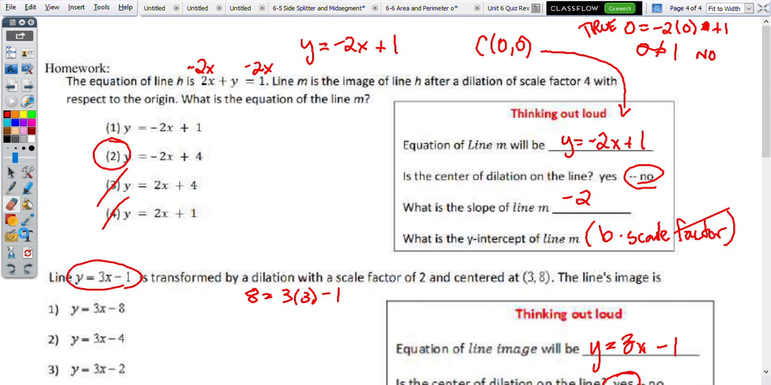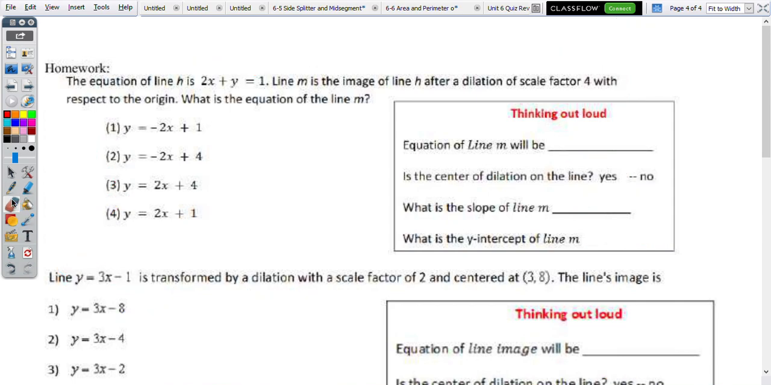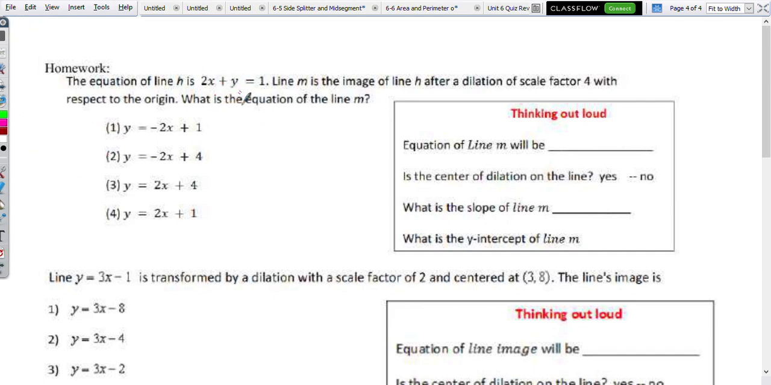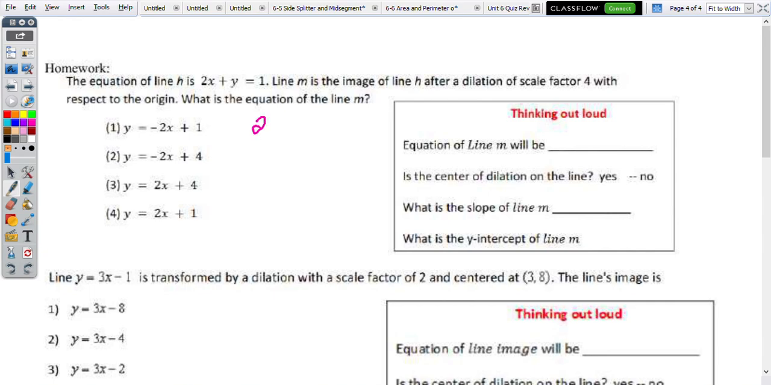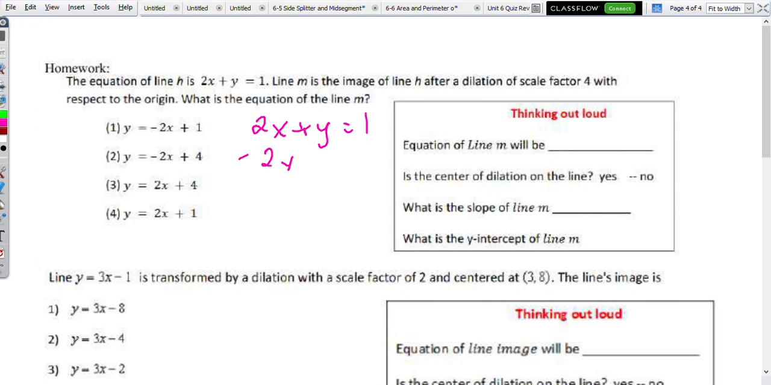So the first thing we're going to ask ourselves as we work through this is the equation of the line. Here's our equation. We want to solve for y. So when I do that, I'm going to have to subtract 2x from both sides. So if I start with 2x plus y equals 1, I'm going to subtract the 2x, and I get y is equal to negative 2x plus 1. So now I know the slope is negative 2. So my slope has to be the same when I dilate it. So this one's out and that one's out.